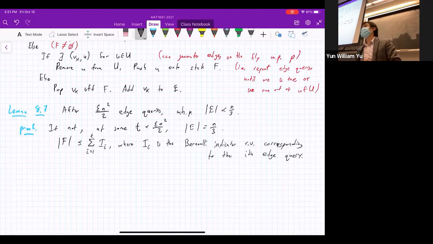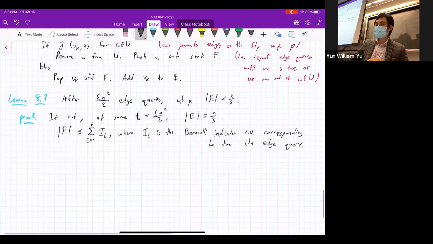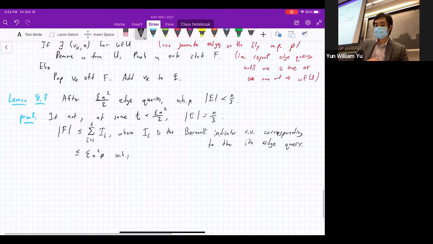Because of course, each time you ask an edge query, you're asking, is this node in my frontier? And so clearly the size of your frontier is going to be less than or equal to the number of times you've done that and the answer has been yes. It's less than or equal to because nodes can leave the frontier after you fully explore them. But this is an upper bound, and that's less than or equal to epsilon n squared p with high probability. Why is that?